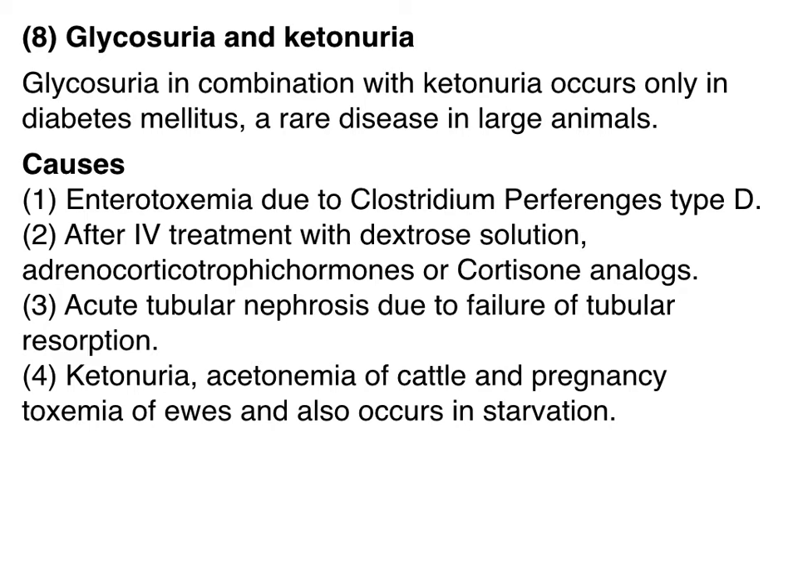Glycosuria, in combination with ketonuria, occurs only in diabetes mellitus, a rare disease in large animals. Causes include enterotoxemia due to Clostridium perfringens, especially type D, after intravenous treatment with dextrose solution, adrenocorticotropic hormones, or cortisone analogs, and acute tubular nephrosis due to failure of tubular resorption. Ketonuria occurs in acetonemia of cattle and pregnancy toxemia of ewes, and also occurs in starvation. We explained this in metabolic diseases in the first semester.